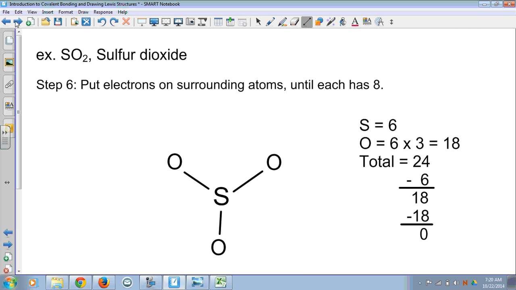Now we've got to put electrons on the surrounding atoms until each has 8. Well, let's take a look at our surrounding atoms, which are oxygen. Oxygen has 2 electrons because of the bond. It needs 8. So we've got to add 6 electrons.